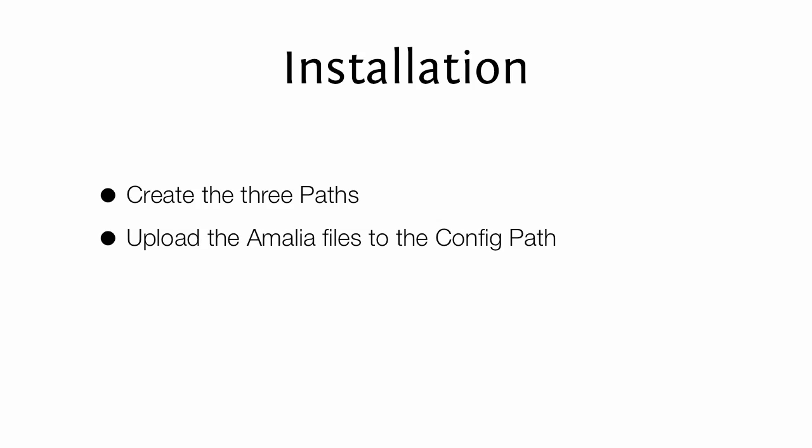Right, now that we have the basics, we know about the site path, the config path, and the user's path, and we know that we're going to have to change the file permissions. Let's just quickly run through what we're going to be doing in this install. First of all, we're going to create the 3 paths, if they're not created already. Then we'll upload the Amalia files to the config path. Then we're going to set the permissions on all 3 paths so that the web server user can write to them and so Amalia can do its work. And finally, we're going to go to the web and run the installer, which will guide us through the final part of the installation.